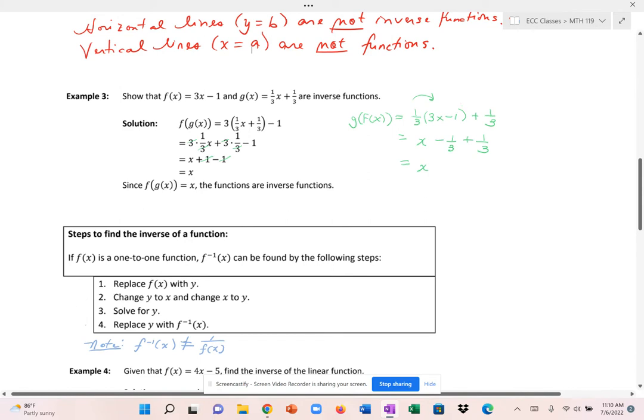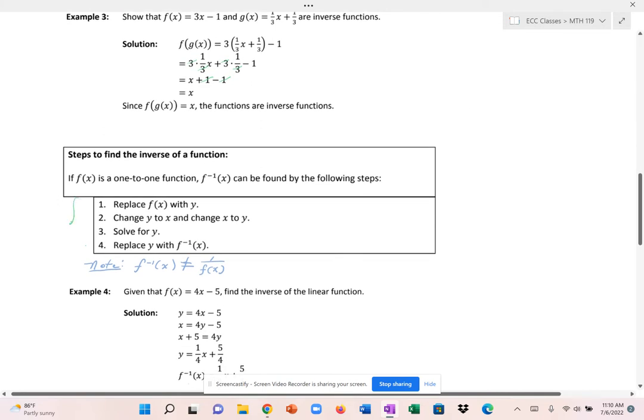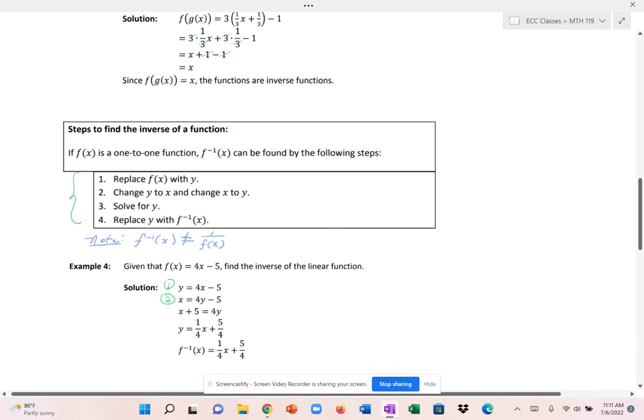Here's an example where we're going to use exactly those steps. And I've given you another linear function, which means an inverse will exist. So I have f of x is equal to 4x minus 5. So I'm following these steps, and step 1 is replace f of x with y. Step 2, change the y to x and the x to y. Then step 3 is I have to solve for y. I need to get the y alone.